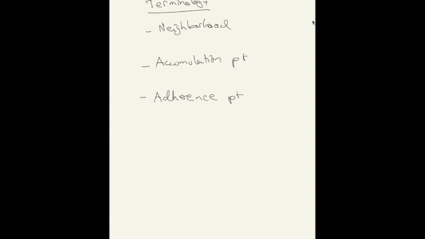Hi, this is a video on some further terminology in metric spaces, in particular neighborhoods, accumulation points, and so-called adherence points as defined in Terence Tao's analysis book. I will go through these definitions. We will state a theorem relating to these, and then we will prove that theorem.